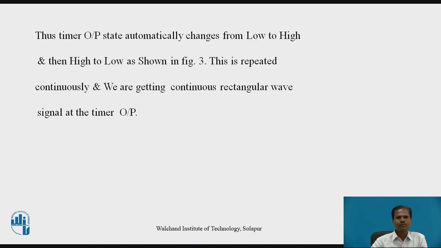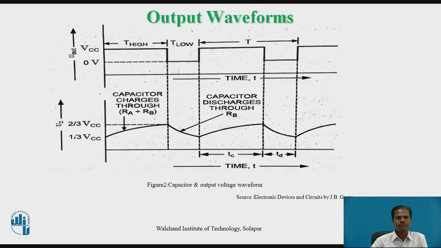Thus the timer output state automatically changes from low voltage level to high voltage level, again from high voltage level to low voltage level, as shown in figure 3. And this is repeated continuously, and we are getting a continuous rectangular wave signal at the timer output.